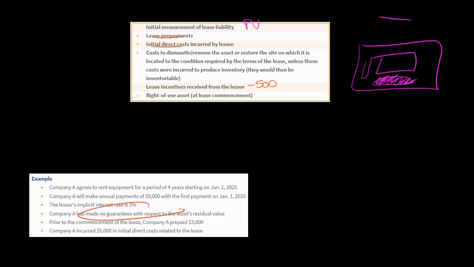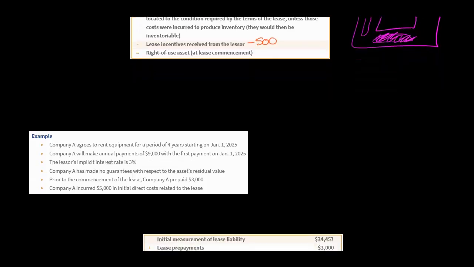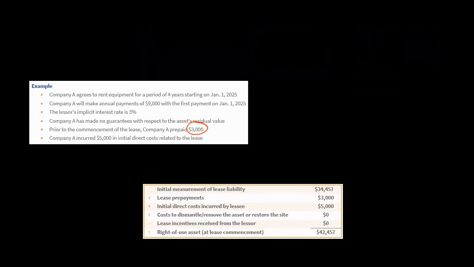Now, there's no guaranteed residual value here to speak of, right? So the lessee has not made any guarantees about what the residual value will be at the end of the lease. Prior to the commencement of the lease, Company A prepays $3,000. So we mentioned that that is going to increase the right-of-use asset. Now, Company A also incurred $5,000 in initial direct costs related to the lease. Those are also going to be added. That is also going to increase it. So $3,000 and $5,000 are going to be added to the initial lease liability when calculating the right-of-use asset at the beginning of the lease.